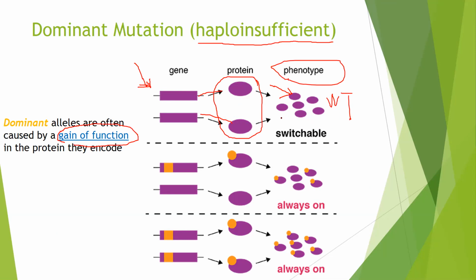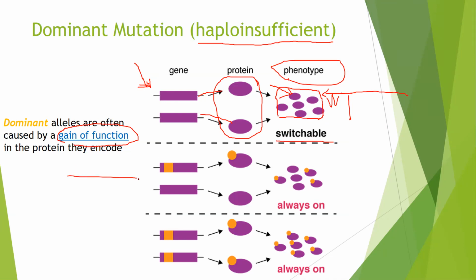Wild type phenotype means those are functional proteins, but this protein cannot do anything without activation. This protein needs some other molecules or chemicals to activate them. So the phenotype for this protein is actually switchable. They were produced there, but initially they cannot do any function in the cell unless there are some other molecules or chemicals attached to them to activate them. So the phenotype of this type is switchable.